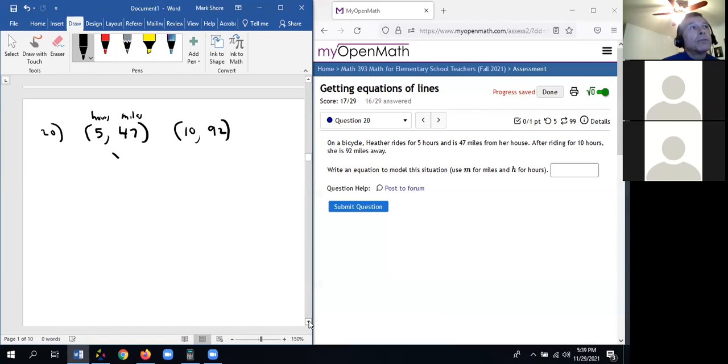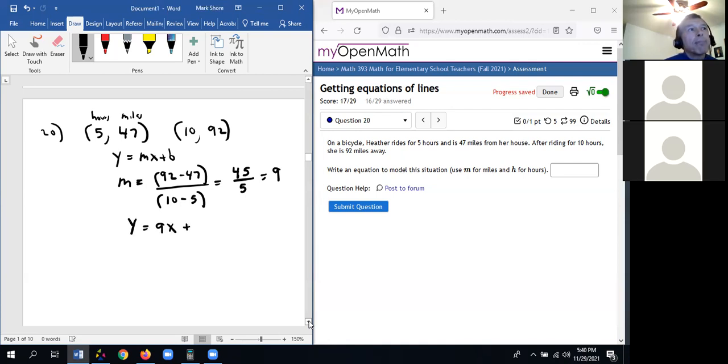Okay, so generally thinking it's y equals mx plus b. We got to get the m. The m is the change in the y values. So the m is going to be 92 minus 47 over the change in the x's, or the hours. Subtract in the exact same way. We do 92 minus 47, we got to do 10 minus 5. So working these out, up here during the subtraction is 45, and down here is a 5, and doing that division you get 9. So at this point we have y equals 9x plus b.